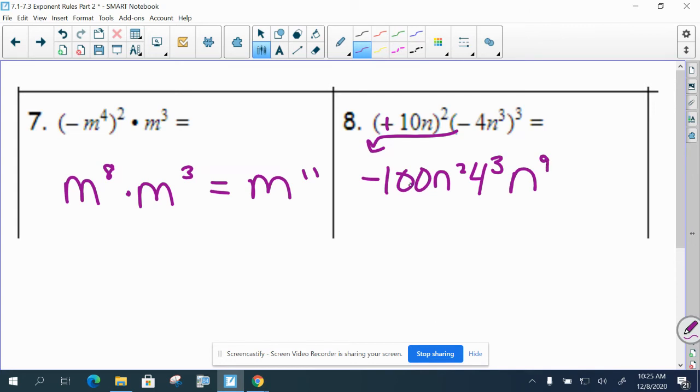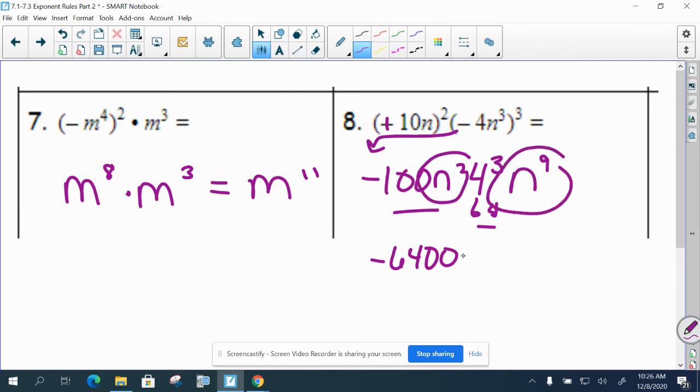All right, so 4 to the third we know is 64. So then you would multiply 100 by 64, which is 6,400. So you'd multiply those two, so it'd be negative 6,400. And then you will multiply your n. So n squared times n to the 9th would be n to the 11th, because you add the exponents when you multiply powers. All right, so that is all for those types of examples.